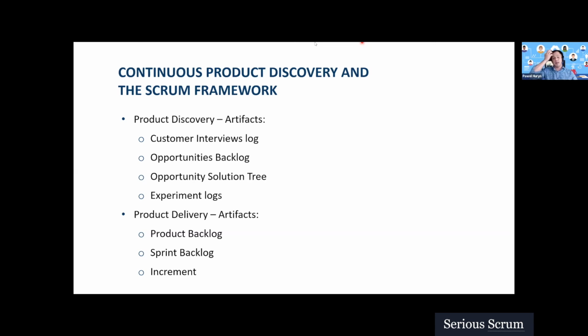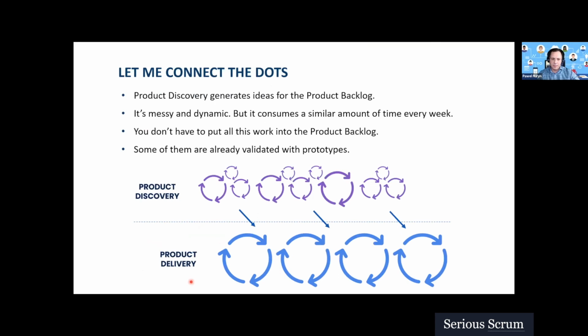So there is a lot of stuff being created during the product discovery, and in delivery we have different artifacts. We have things that we know need to be done to improve the product. We have items selected for the sprint together with the product goal and an actionable plan to deliver those items. And we have an increment. So let me connect the dots. That's just my opinion. A product discovery generates ideas for the product backlog.